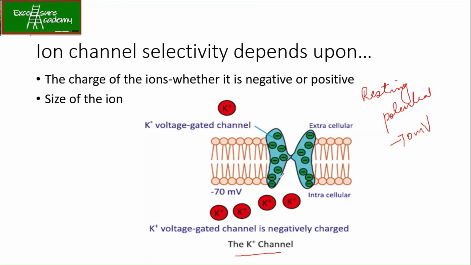It is of course having the negative charge. When I say that the channel is having negative charge, it means what? The amino acids which are present over here are going to be negatively charged so that they can interact with the plus ions effectively, and then it will help in the selection. Okay? Now here, one more thing to pay attention to is the size of the ion.